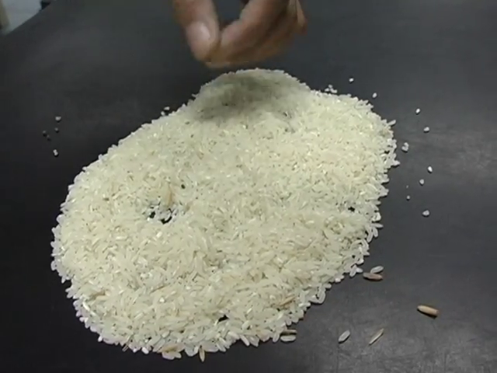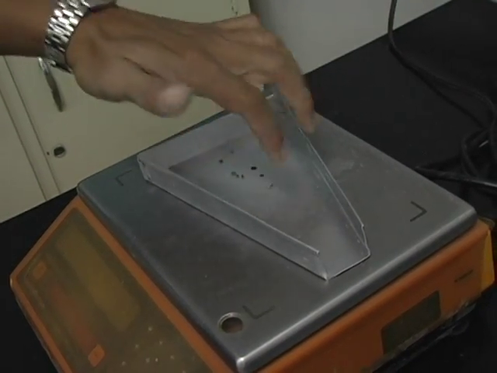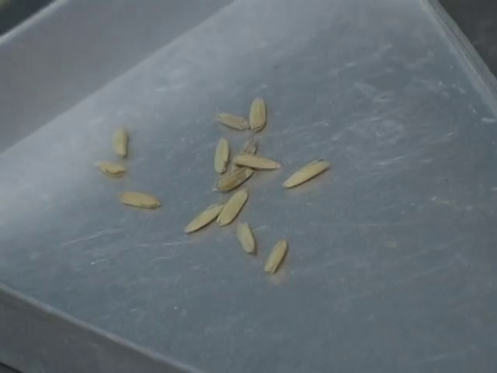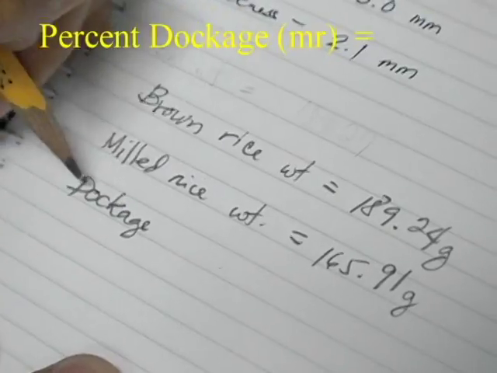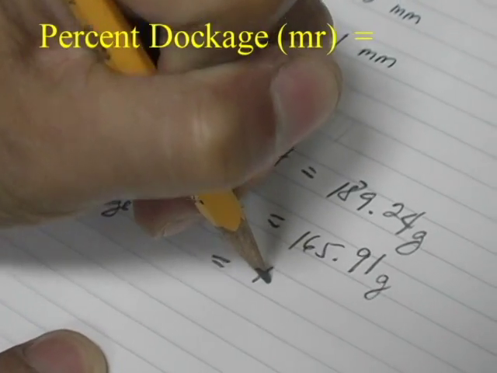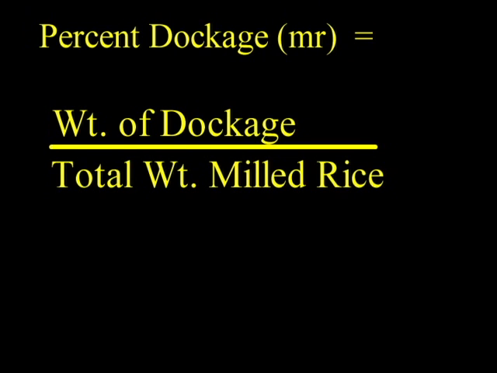For the dockage, select, segregate, and weigh the foreign matter. Next, record the number of unhulled grains collected from the sample. Then determine the percentage of dockage of milled rice using the equation. The weight of dockage divided by the total weight of milled rice and then multiplied by 100.